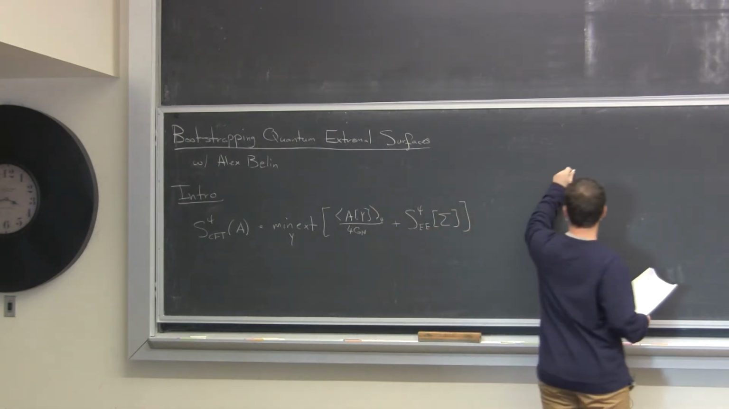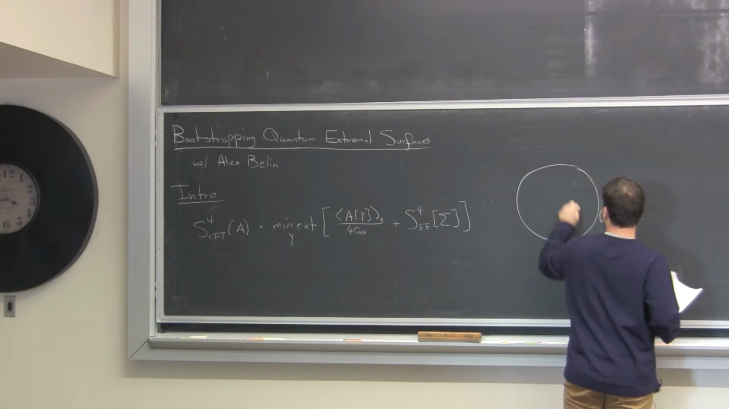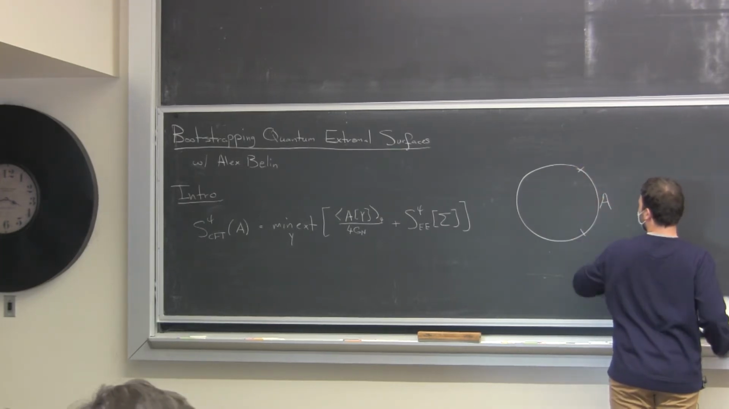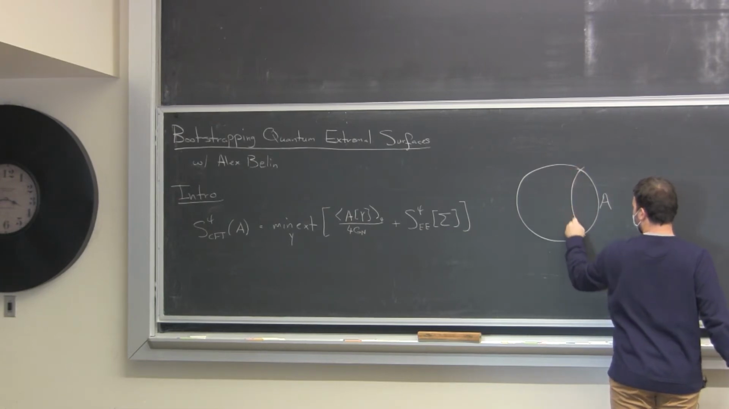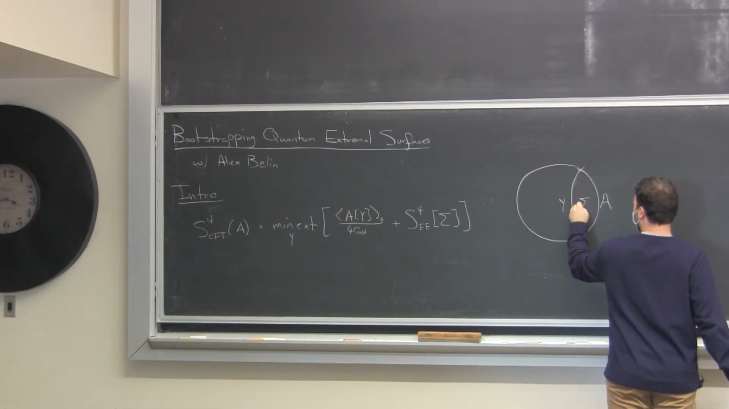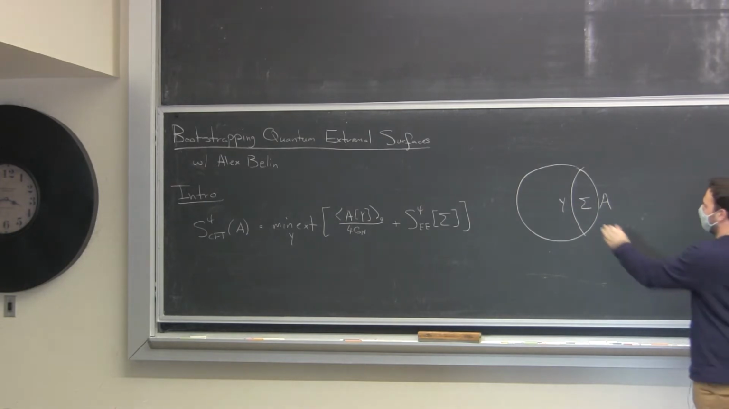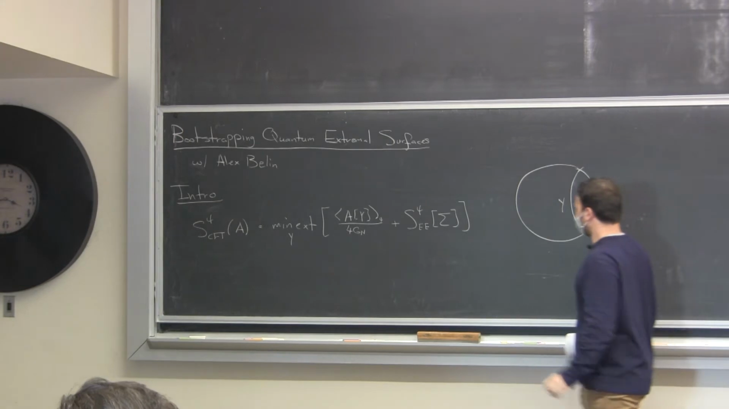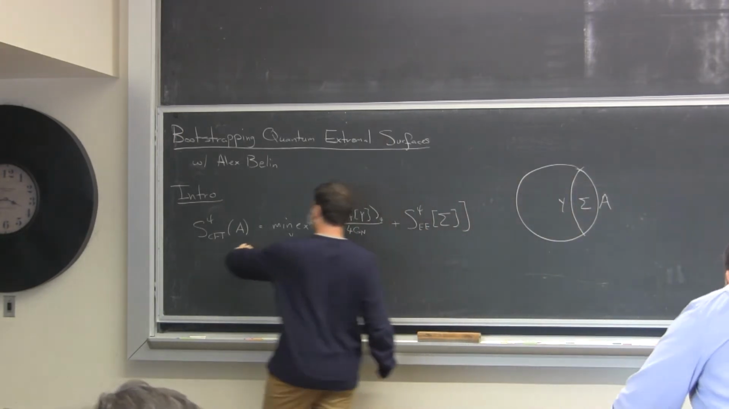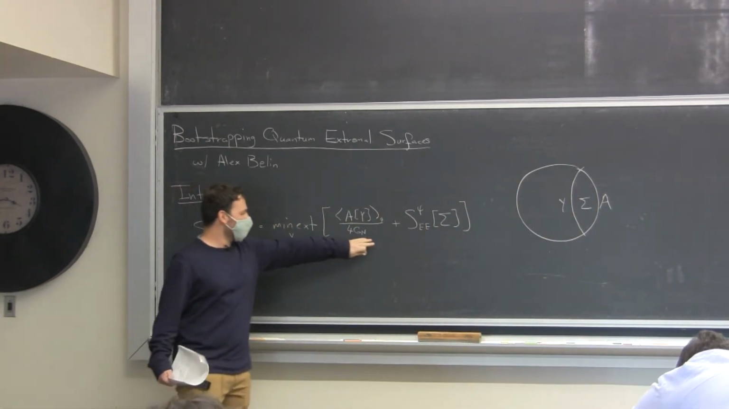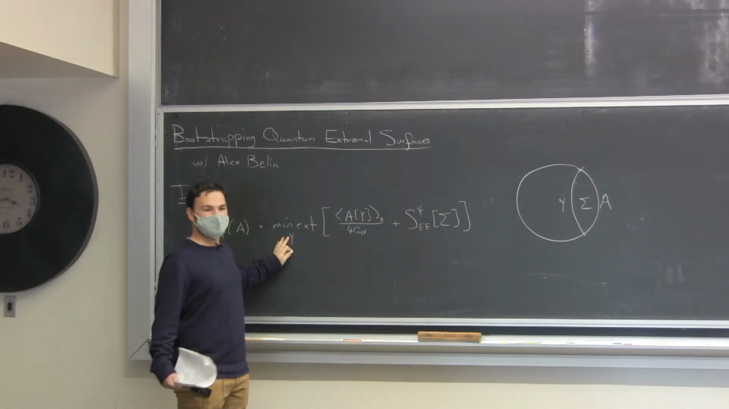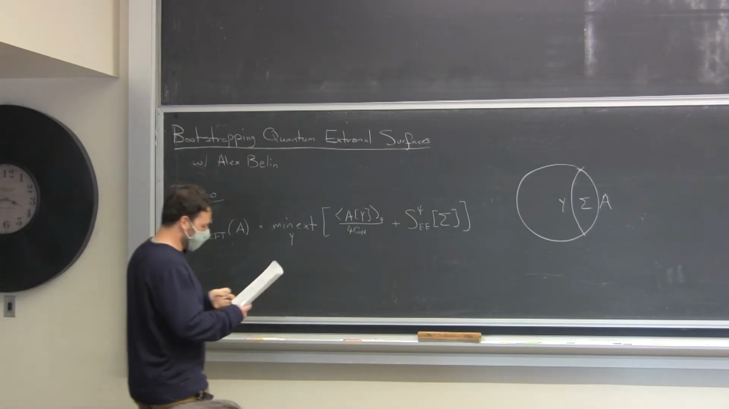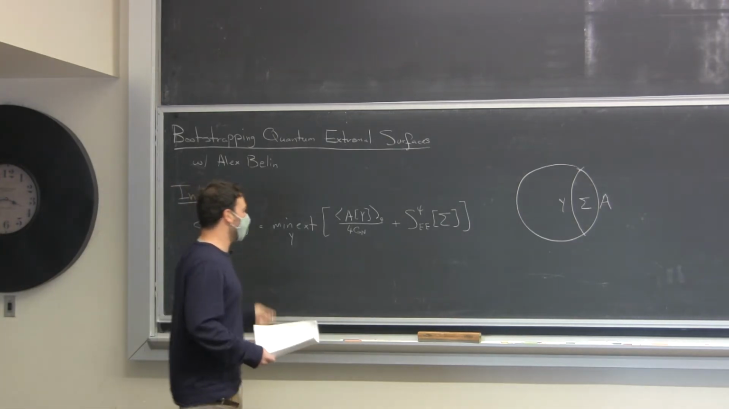So let me draw the picture. Here's a slice of AdS3. Here's some boundary region A. And here's some surface gamma. And this is my homology surface sigma bounded by gamma and A. And the prescription is that to compute this CFT entanglement entropy, I should extremize this generalized entropy and take the minimal surface. So that's the prescription. And today, the goal is going to be to try to understand this prescription.